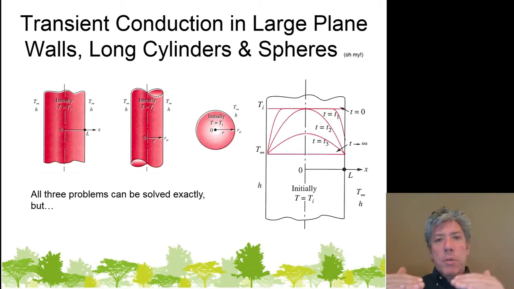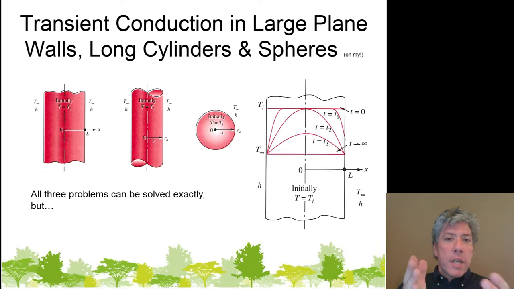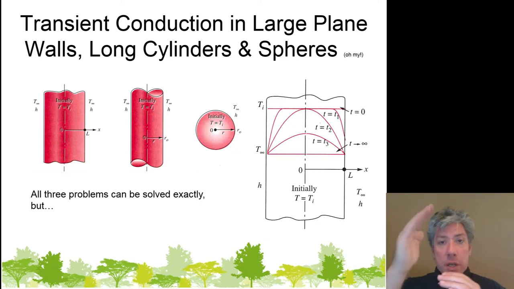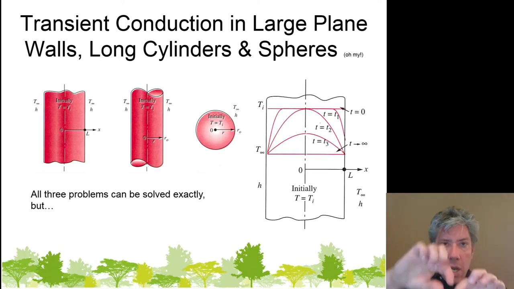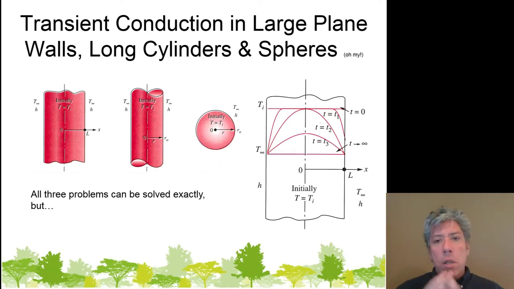You see where the temperature starts uniform in the wall at T sub i. As time goes on, the center temperature doesn't drop, but the wall temperatures do drop very quickly. So when time is some small amount of time, T1, the sides drop, and you can see we've got a temperature axis, but of course this happens along the entire cross-section of the wall, in all directions.